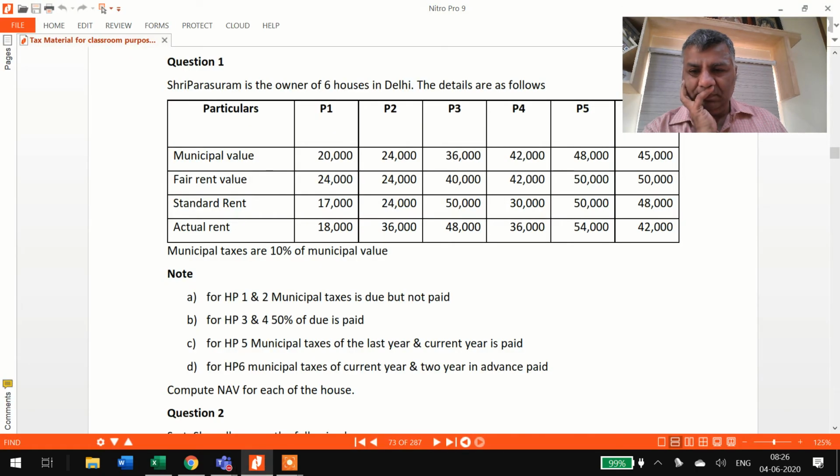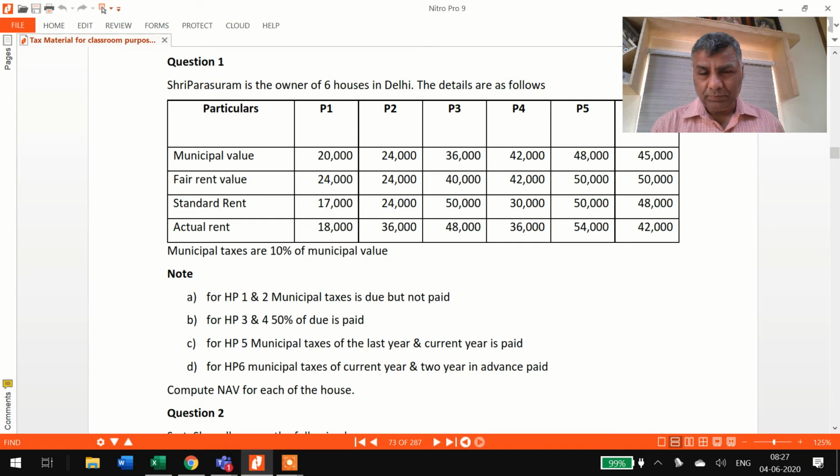Yes, sir. Let's go to property 1, Shyam. Friends, please listen. Step 1. What is step 1, Shyam? Compare MV and FRV, determine whichever is higher. So, which is higher? FRV. How much? 24,000. What is step 2?